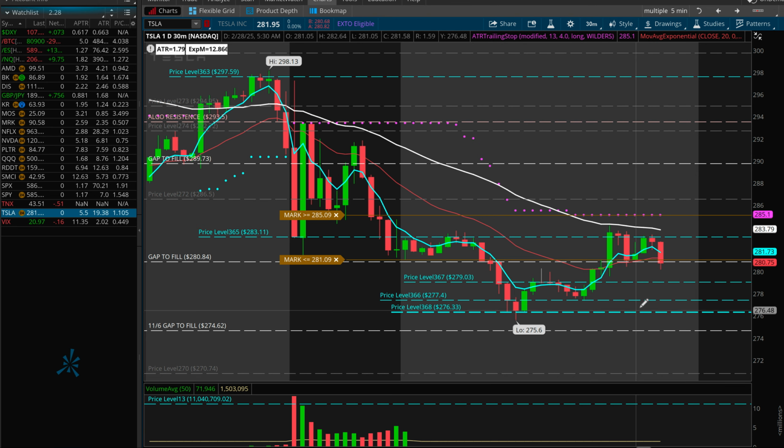What stopped us? So we've got to be mindful of that, because coming back to the downside, we can find support here, we can find support here, we can find support here. And if we should break that level, then we could possibly come back to this 274.62. Let's say that we could possibly come back and test that if we break the 276.33.